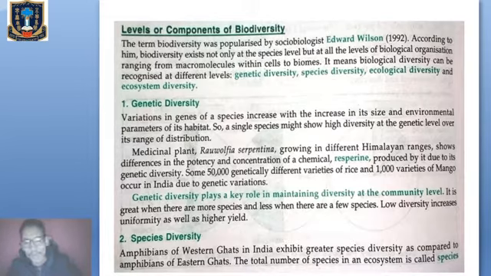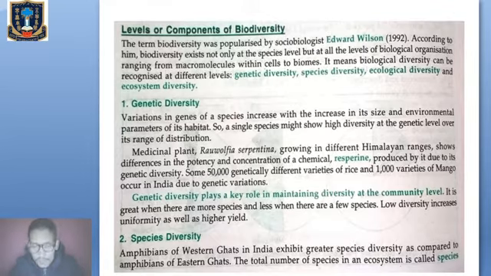So it is found in different Himalayan regions, but this particular plant will show its genetic diversity in terms of its chemical composition, because the concentration of these chemicals will be different. The name of the chemical is reserpine. Okay, and this genetic diversity plays an important role in maintaining the diversity at the community level. Now let's go to species diversity.